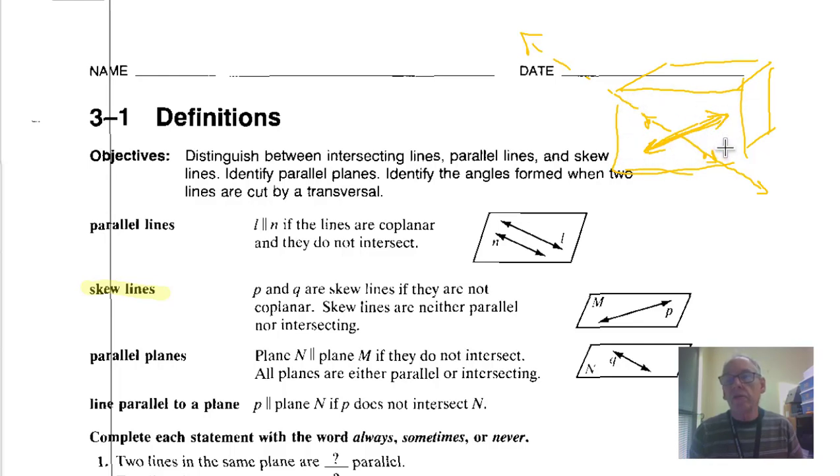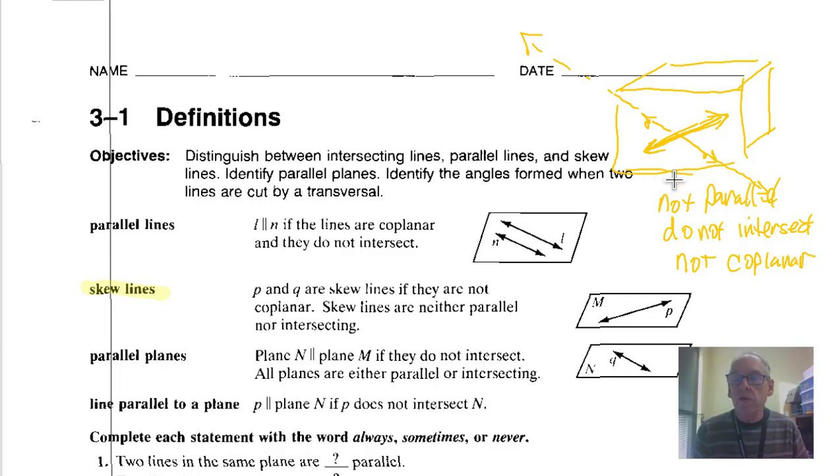And so these two lines aren't parallel to each other. They're not parallel. They don't intersect. And they are not coplanar. So this is the one case where you can have two lines.